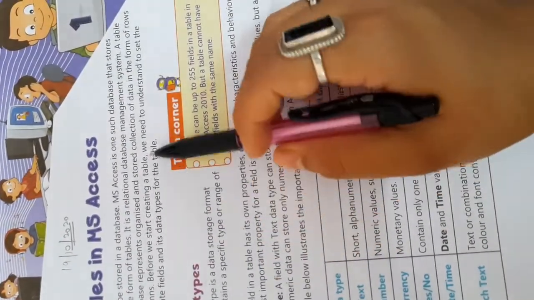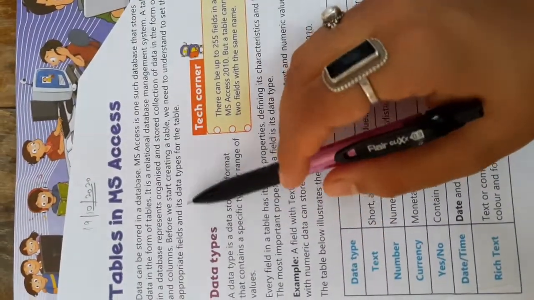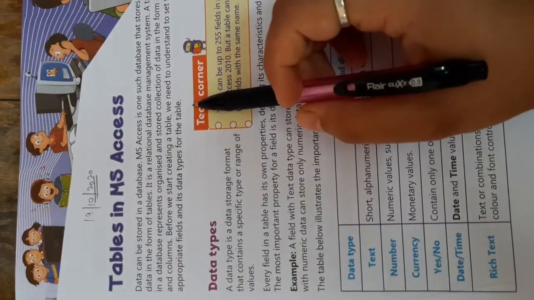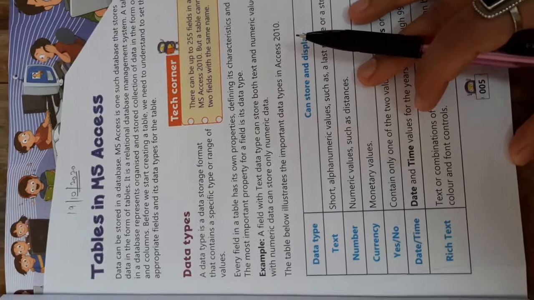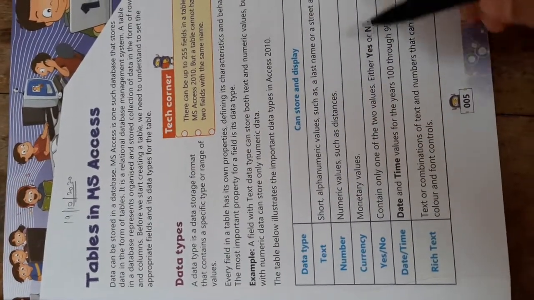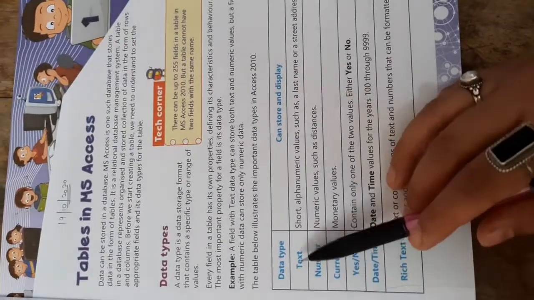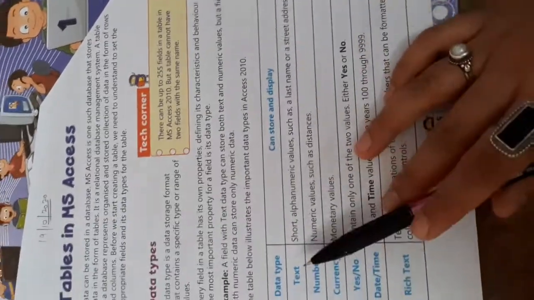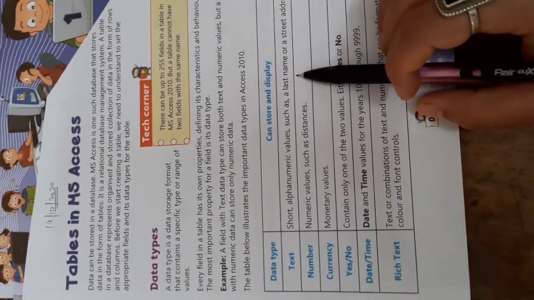Before we start creating a table, we need to understand how to set the appropriate fields and their data types for the table. So, how is the data stored in MS Access? It is stored in the form of tables. You can see the table here, what type of data we are going to store and display. The description of the things we are going to give in these rows and columns.